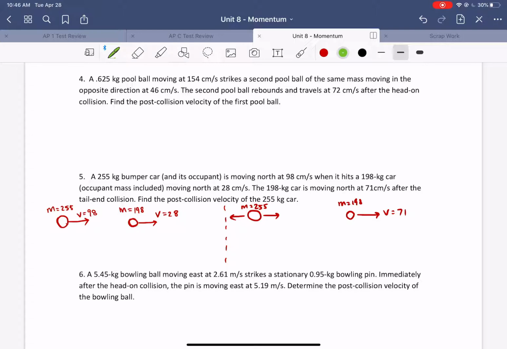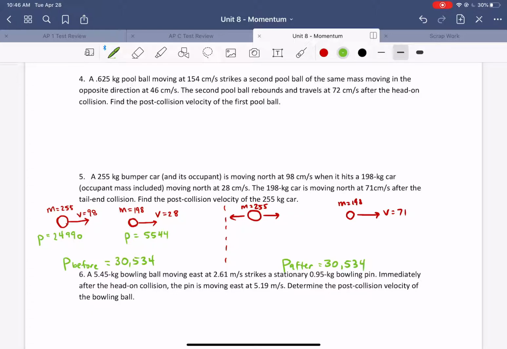Okay, so we want to multiply mass and velocity for each of these carts. So for the heavy cart, 255 multiplied by 98 gives us a momentum of 24,990. And then for the lighter cart, 198 multiplied by 28 gives us a momentum of 5,544. So if we add those two together, we get the momentum before the collision as 30,534. And that, of course, must also be the momentum after the collision.